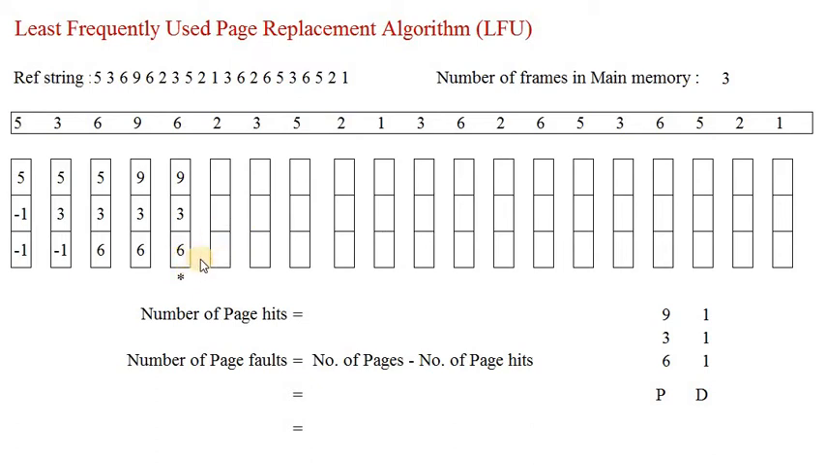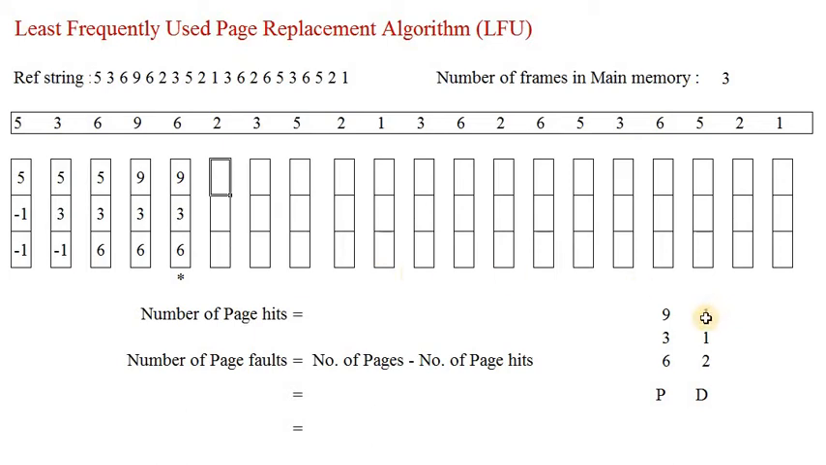After inserting 6, we got a page hit, which means we need to increment the degree of 6. Already the degree of 6 is 1; now it has incremented to 2. Then in the next iteration, 2 has to be inserted by replacing one of the existing pages. So before inserting 2, check the degrees. Whichever has the least degree will be removed and replaced with the new one.